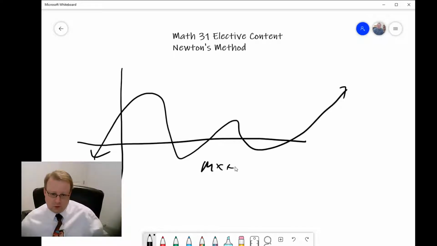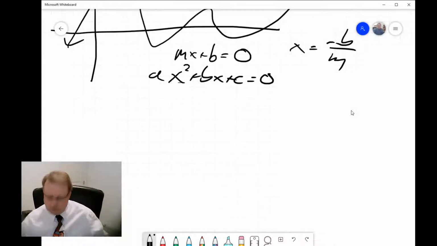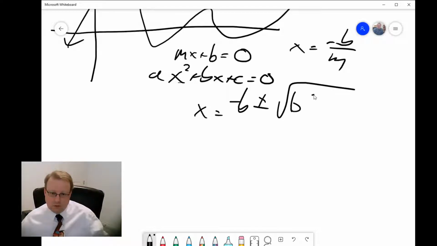If your polynomial is linear, you can easily find that root. If it's quadratic, then we can find that root with the quadratic equation. Our x equals negative b plus or minus the square root of b squared minus 4ac all over 2a.